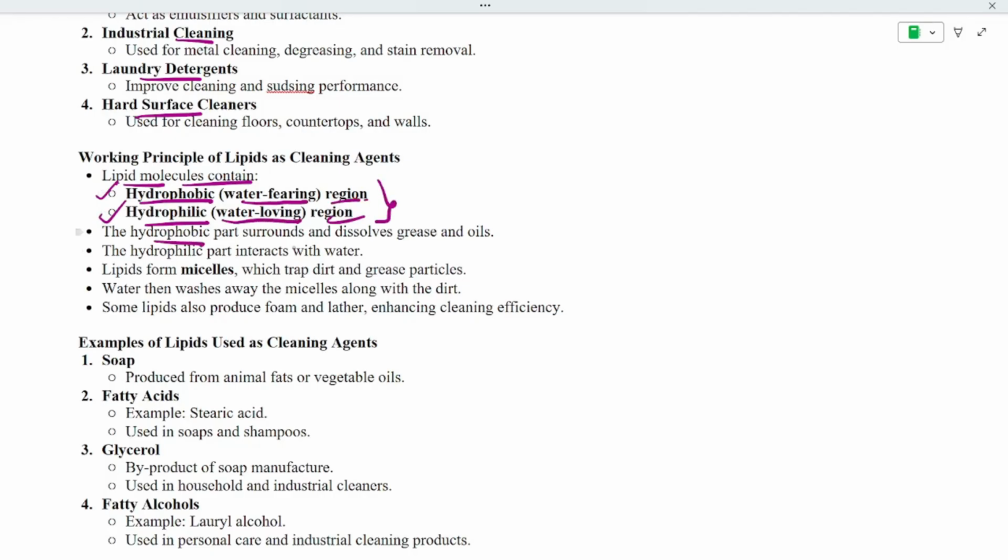The hydrophobic part will surround and dissolve grease and oil. The hydrophilic part will interact with water. The hydrophobic part will not interact with water. Hydrophilic will interact with water as it is a water-loving agent.